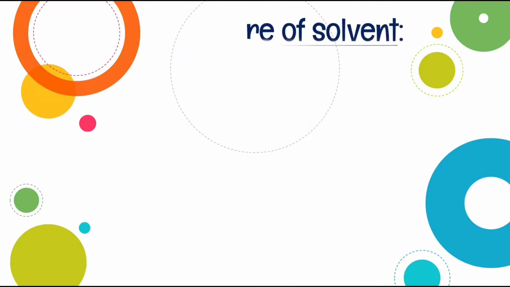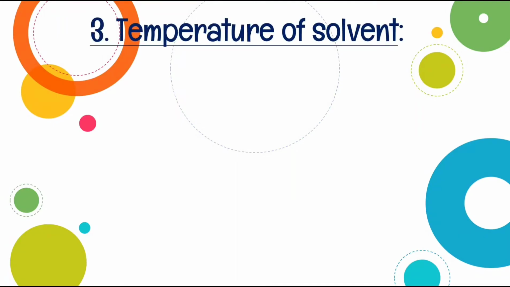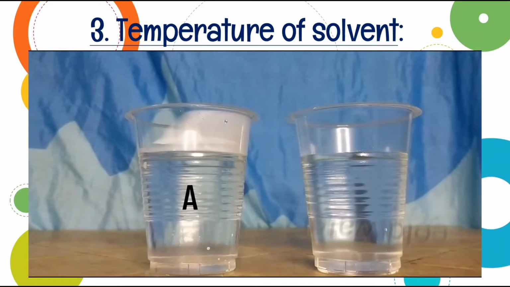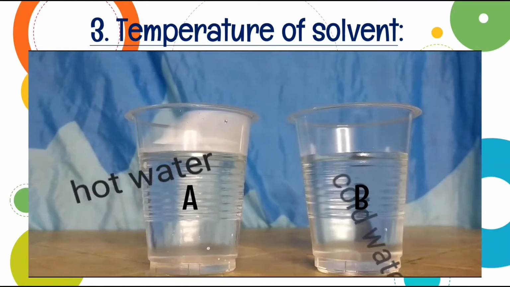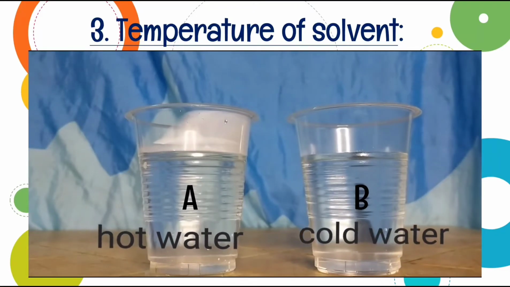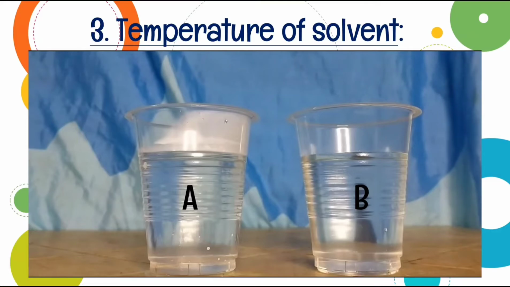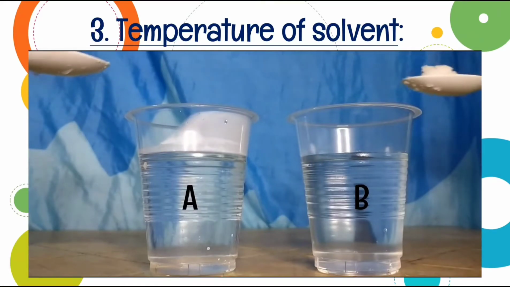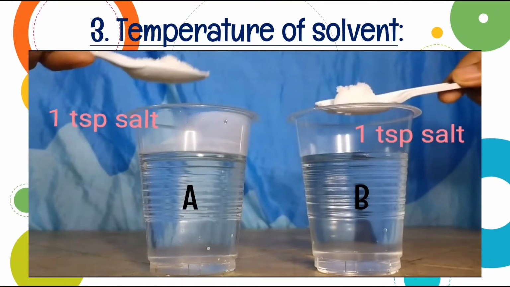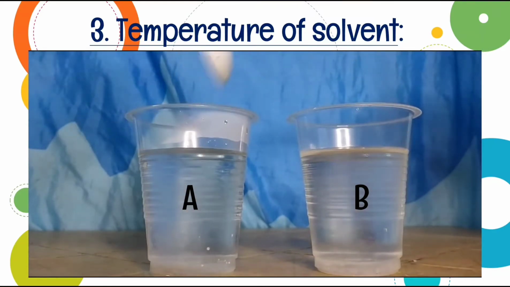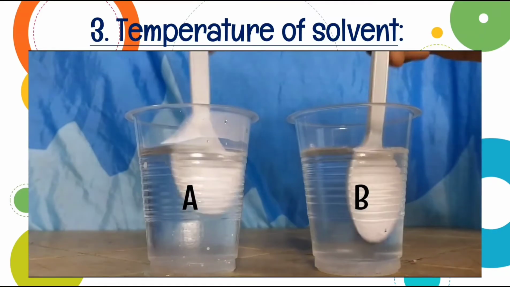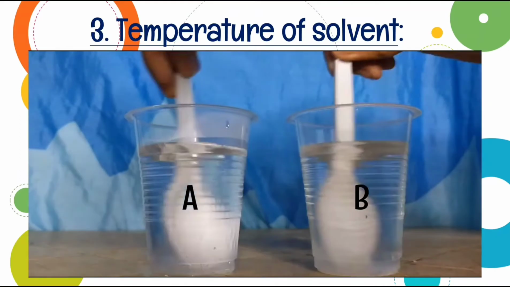The third factor that affects the rate of solubility is the temperature. Let's take a look at this activity. We have two glasses, glass A and B. In glass A, we put 1 cup of hot water, and in glass B, 1 cup of cold water. 1 teaspoon of salt was added in both glasses. Then, stir both mixtures and observe what will happen.